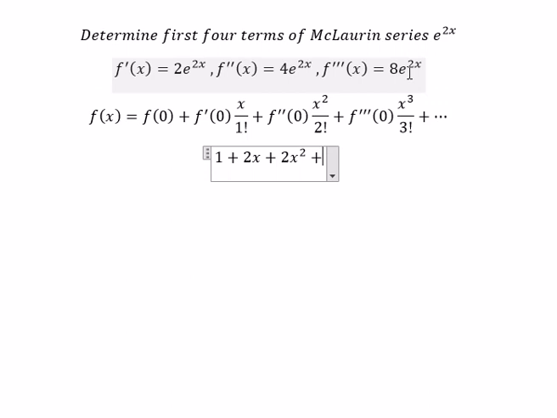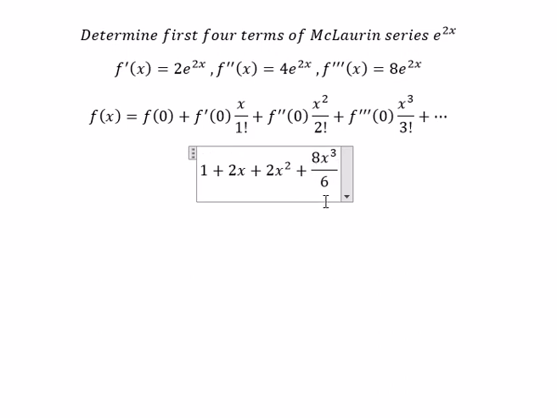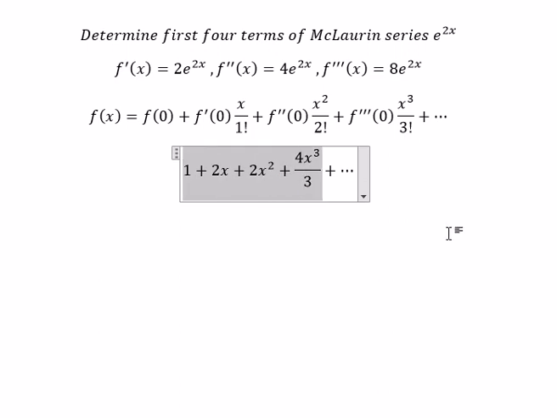We put 0 in here, and you get 8x to the power of 3 over 6. 8 divided by 6, you can divide by 2, and you get 4 over 3. And this is the first 4 terms. That's the end.